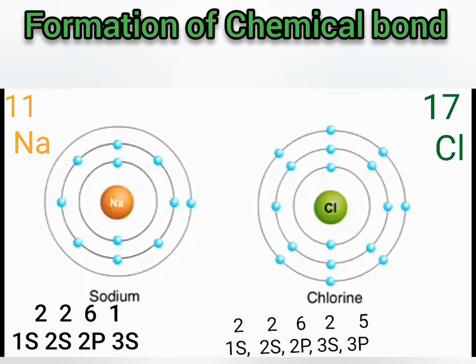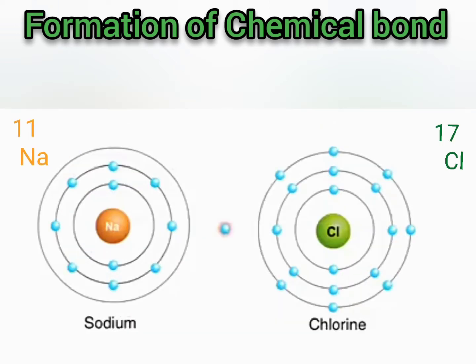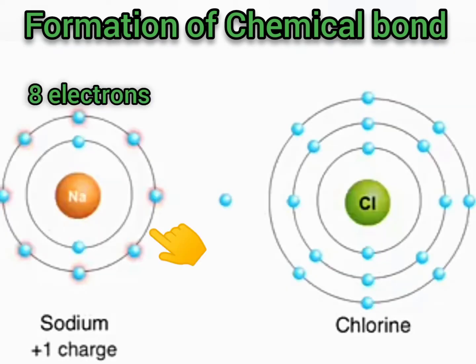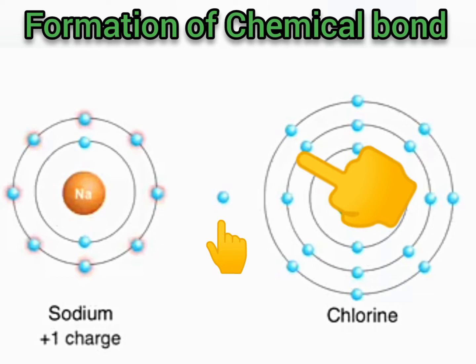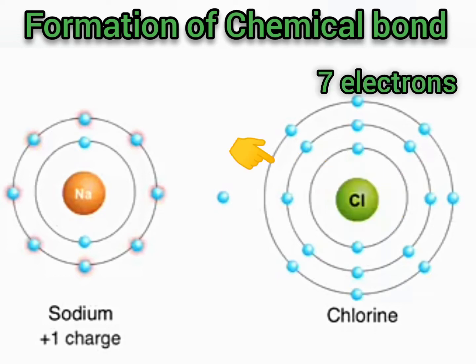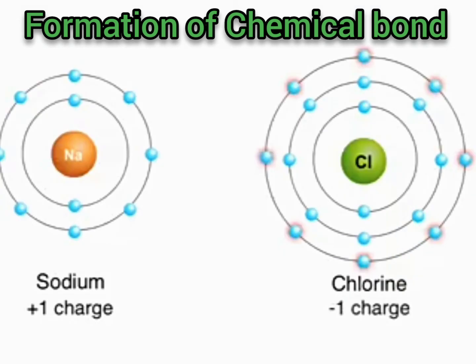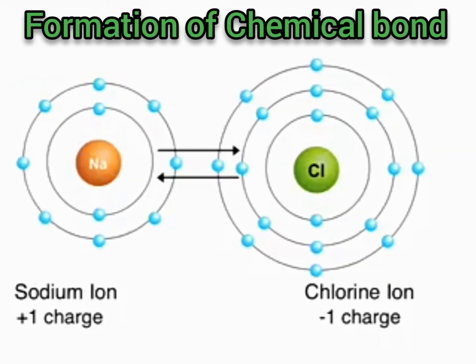So it has the tendency to give up its electron. Once it does, the remaining outer shell contains 8 electrons. This losing of an electron gives sodium a slightly positive charge. The element chlorine tends to gain an electron from sodium. Since its outer shell already has 7 electrons, chlorine gains the electron and becomes slightly negatively charged. The charged sodium and chlorine atoms are called ions. Ions of opposite charge attract each other and form ionic bonds.